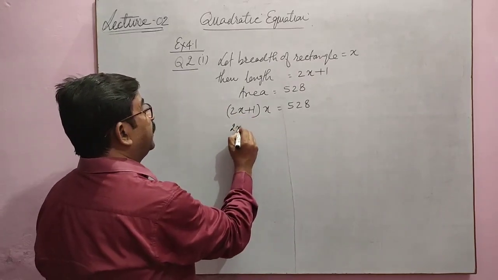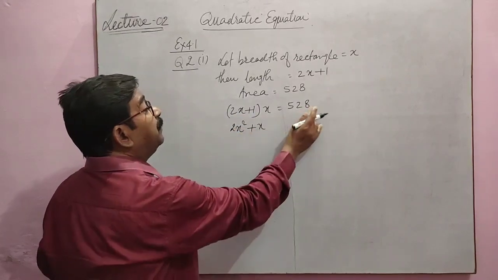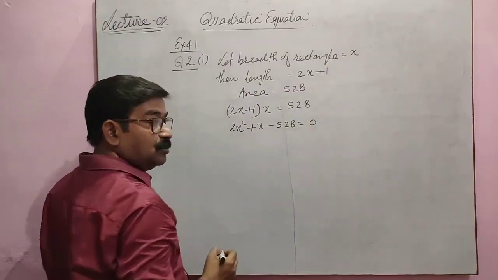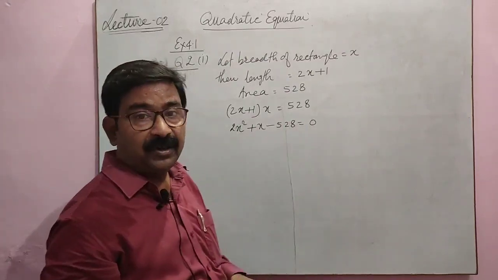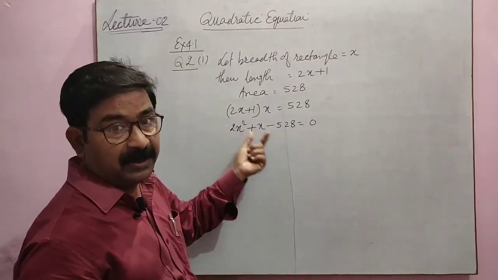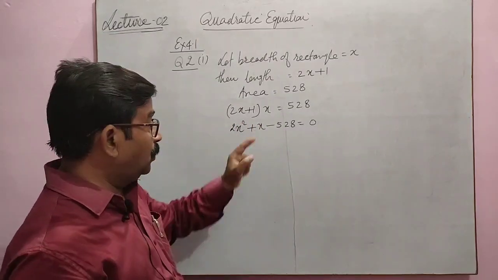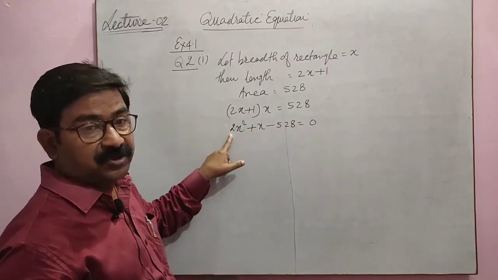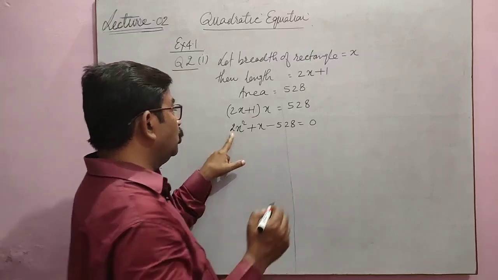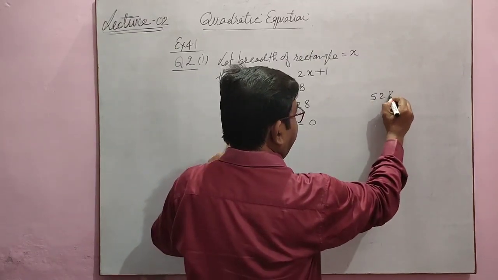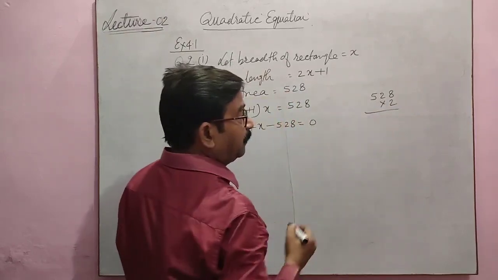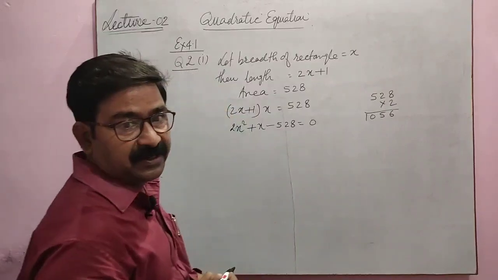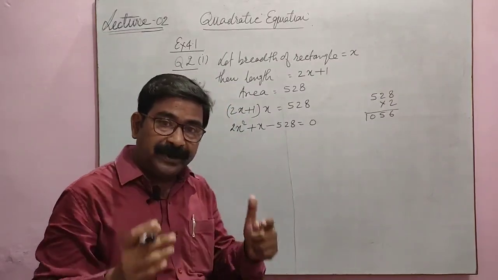We have 2x square plus x. Bring this term to this side: minus 528 is equal to 0. We have got a quadratic equation. Now we have to factorize this by splitting the middle term. I am just giving you a reminder. The last term must be multiplied with the first term, like 528 into 2. First you multiply: 2 8s are 16, 2 5s are 10, and 2 times 5 is 10. This is 1056. Now how to get the factors?